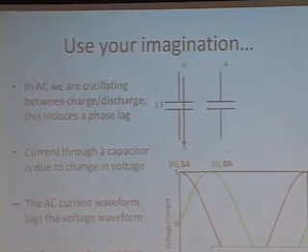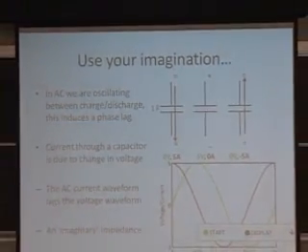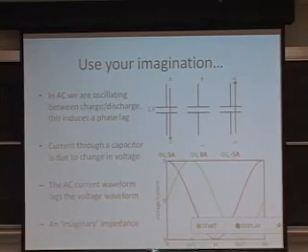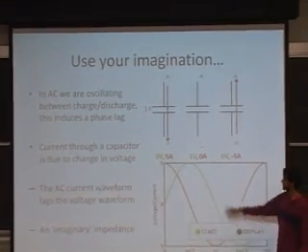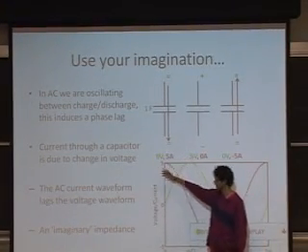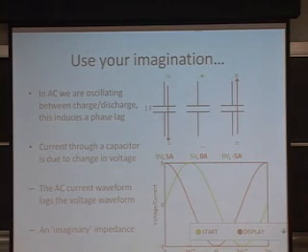Now the cycle changes again, and we have current starting to flow out of the capacitor. As we talked about on Wednesday, this is a charging case, and this is a discharging case. So the capacitor is continually charging and discharging.